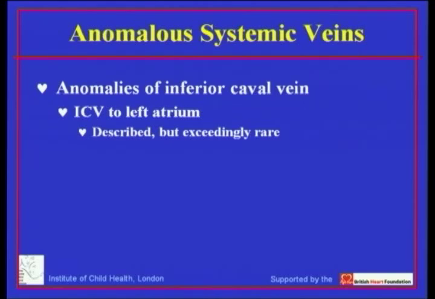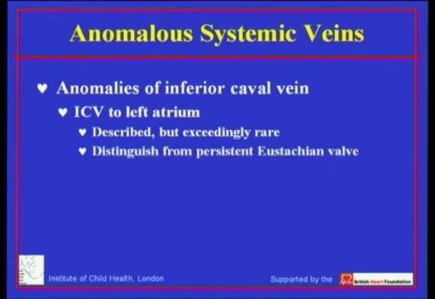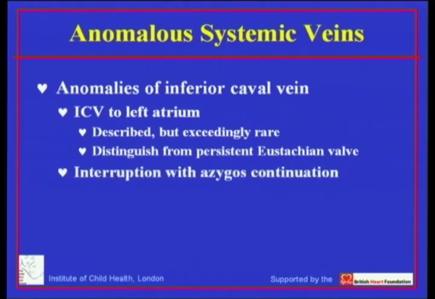And this is described. I have never seen a case myself, but I have seen a convincing case reported in the literature. More common, but again exceedingly rare, is where the flow through the inferior caval vein is diverted to the left atrium by a persistent eustachian valve. But the commonest malformation is interruption with azygous continuation.